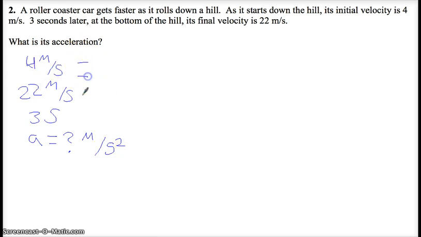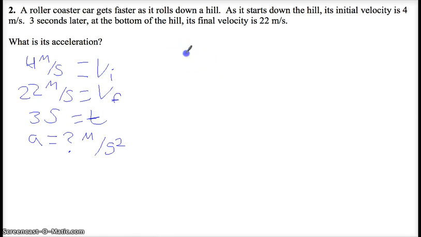Okay, so now I have these 2 velocities. One's going to be my starting, one's going to be my ending. So here it says initial. So initial velocity means I'm going to put this little i there. And over here it says final velocity is 22. So I'm going to put a little f here to indicate that that's my final. And then that's 3 seconds. So that is my time.